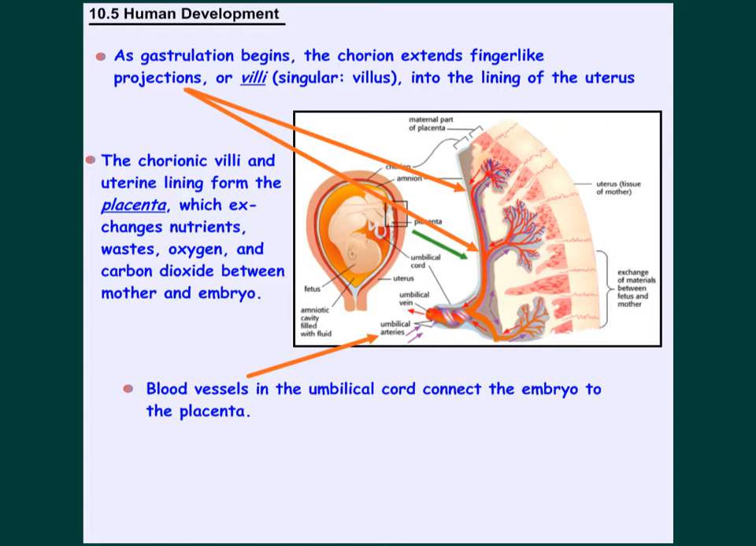So the chorionic villi and the uterine lining form the placenta, which is a word I'm sure you've heard before, which will essentially exchange those nutrients, waste, oxygen, and carbon dioxide between the mother, which we consider the uterus over here, the portion of the mother, and the embryo. So blood vessels in the umbilical cord will connect the embryo to the placenta. As you can see here, there is an umbilical cord right here, and that will connect from the embryo, or in this case a fetus, directly into the walls of the uterus. And that's how we're going to exchange all of those materials.